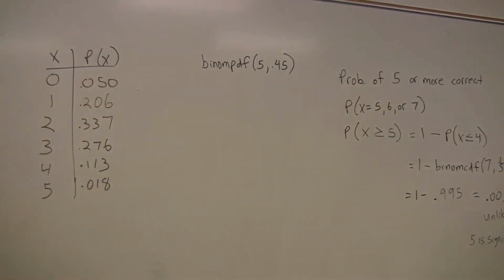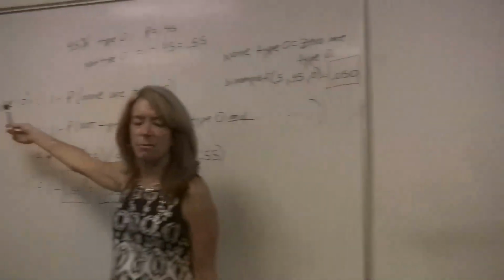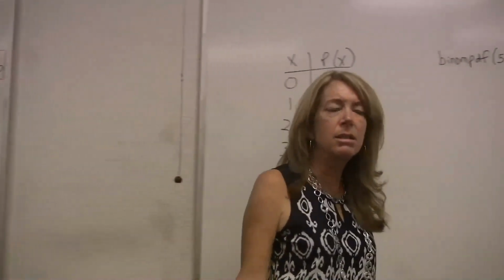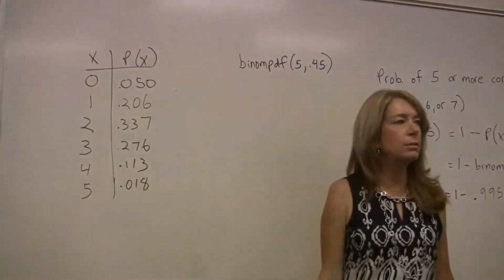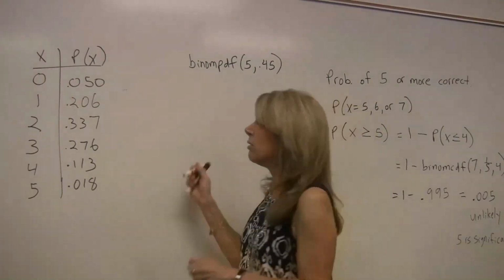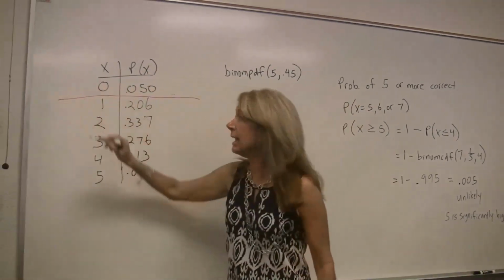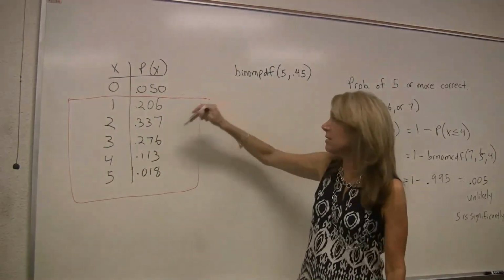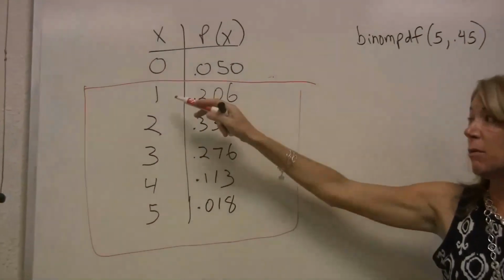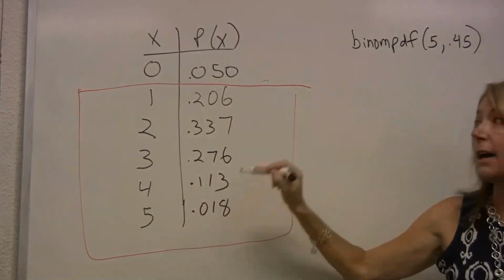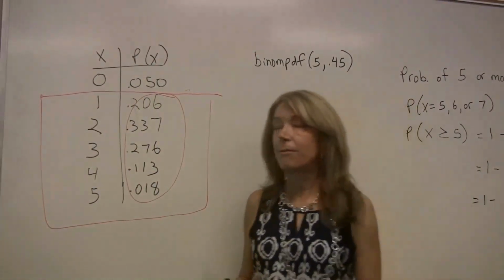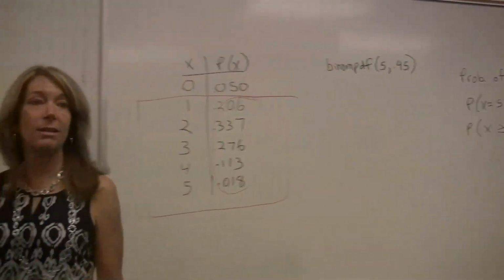Let's go back and look at this question now. At least one of them is type O. At least one means 1 or more, right? 1 or more is everybody below this red line. Do we agree that all of these, 1 or 2 or 3, that's at least 1? If it could be 1 or 2 or 3 or 4 or 5, guess what all of these add up to? All of them just in the red box.